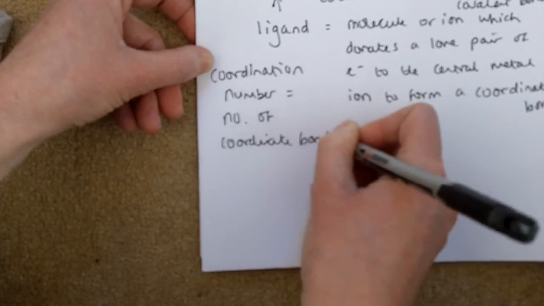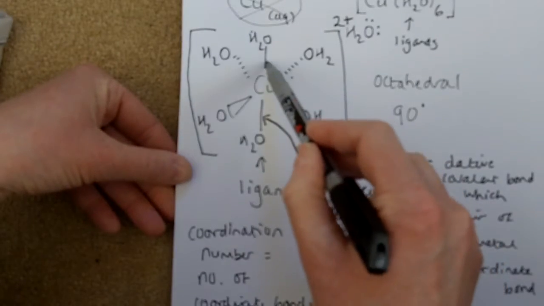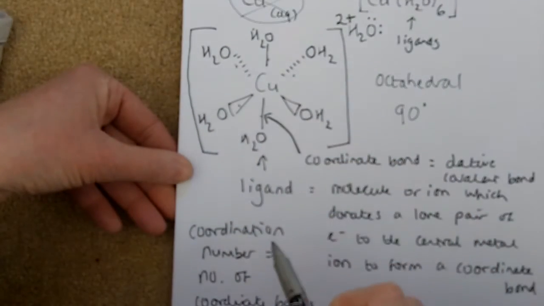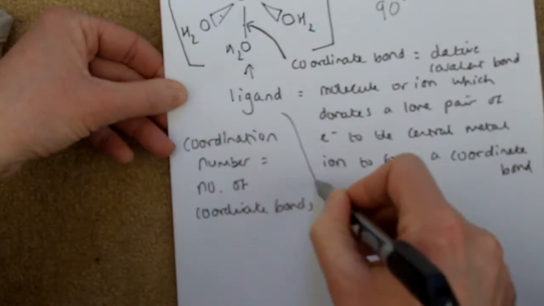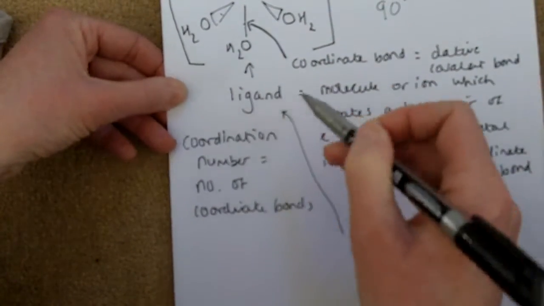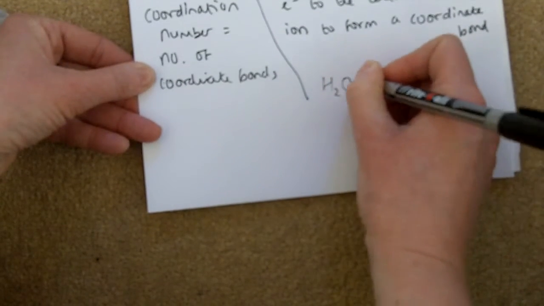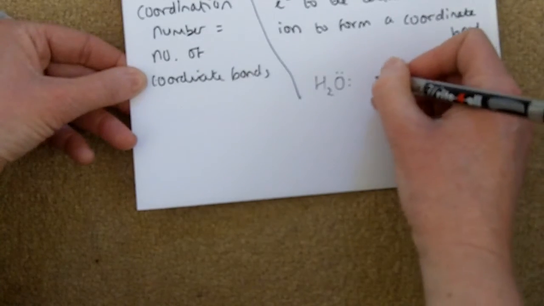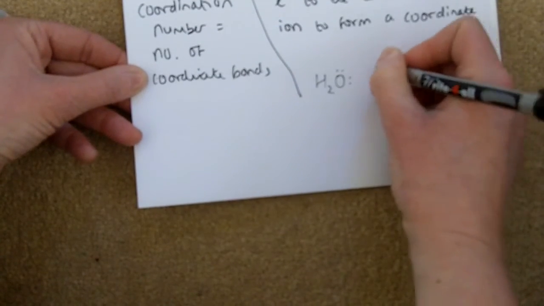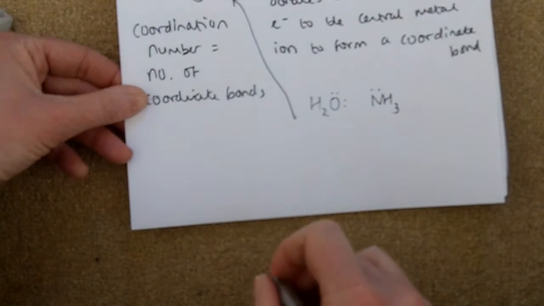The number of coordinate bonds. So the coordination number here is 6 because there are 6 coordinate bonds. Okay, other common ligands. So you have water, which is a very common ligand because it's got a lone pair of electrons. Other common ligands are ammonia. Ammonia can be a ligand because it's got a pair of electrons.